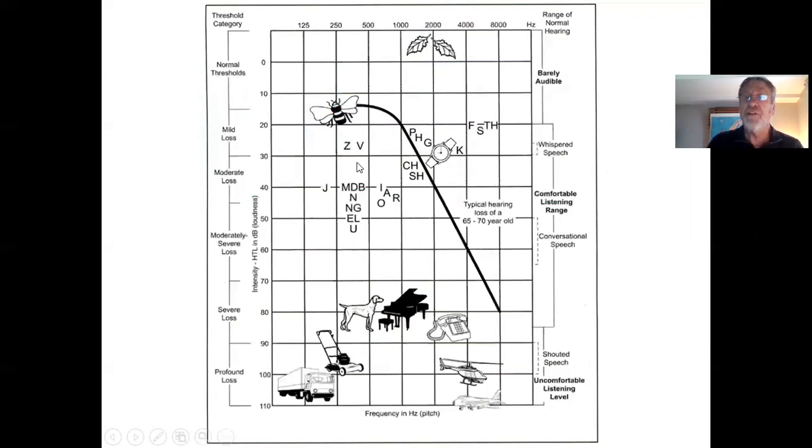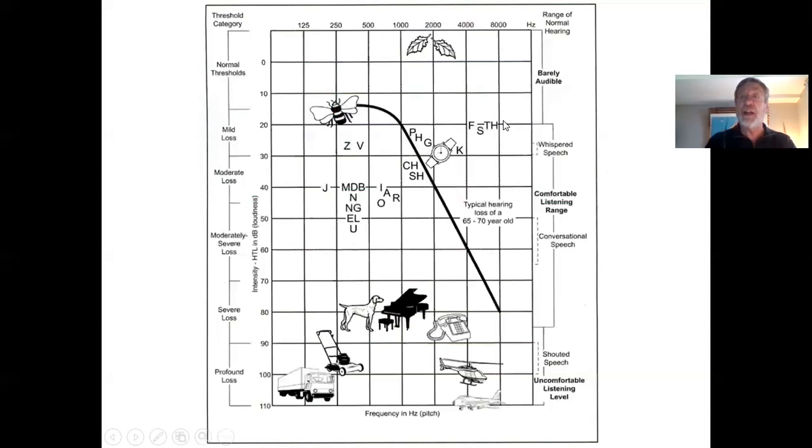What sounds can he hear? Z, v, j, m, d, b. And all your vowels, I, U, A, all your loud sounds that vibrate your voice. Those are louder and lower. Consonants are softer and higher. See how the speech goes up like this? And that's why elderly people, whose hearing goes down, can't hear the high frequencies.